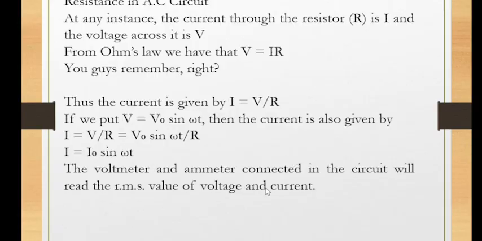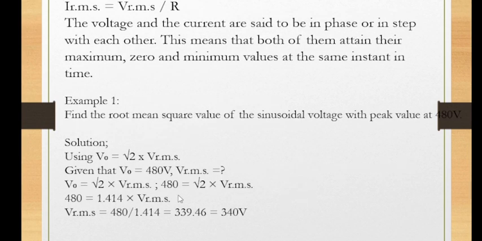So the voltmeter and ammeter connected in the circuit will read the RMS value of the voltage and current. You know that the ammeter measures current and the voltmeter measures what? The voltage. The ammeter reads the value of the current, and the voltmeter reads the value of the voltage.